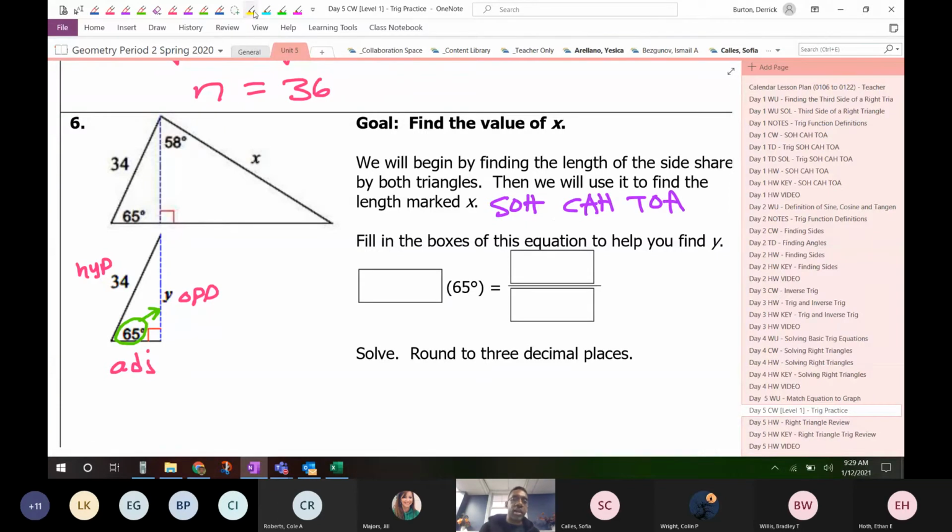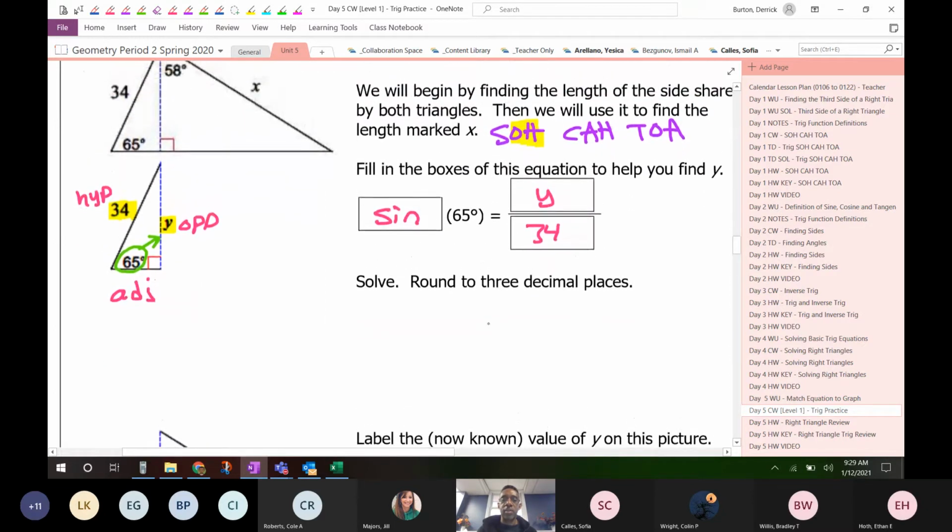Okay, which sides are we working with? Well, we've got the 34 and the y. That's opposite and hypotenuse. That's the sine function. So that tells us that we're going to do sine of 65 is equal to opposite over hypotenuse. So that'll be y over 34.